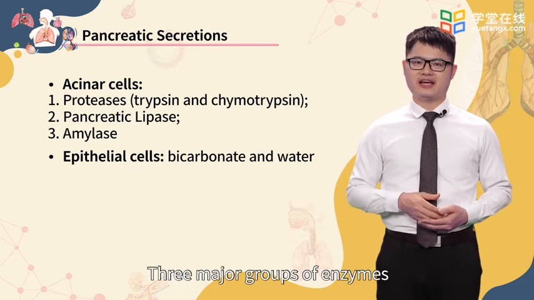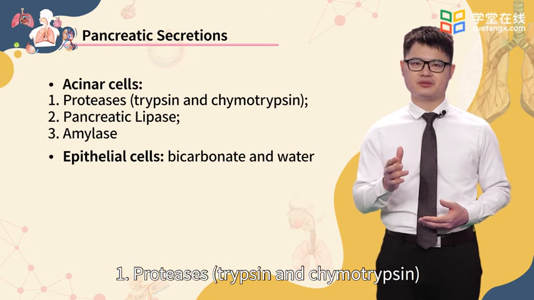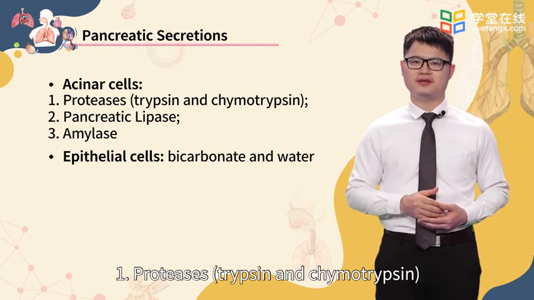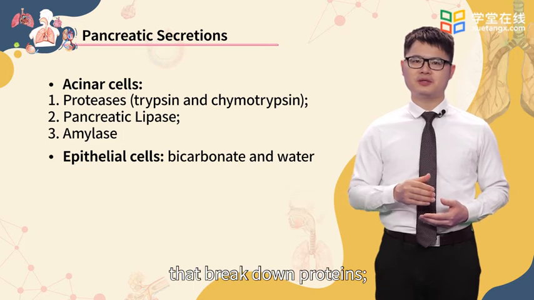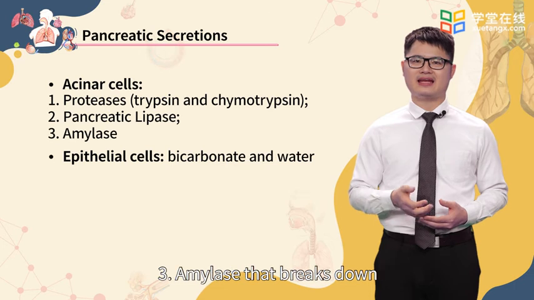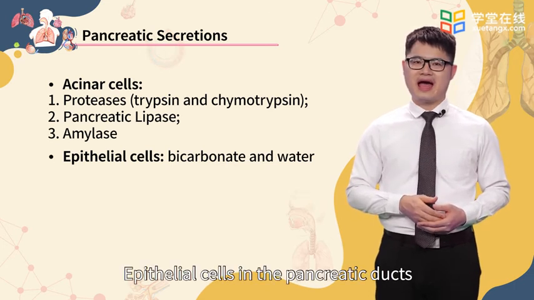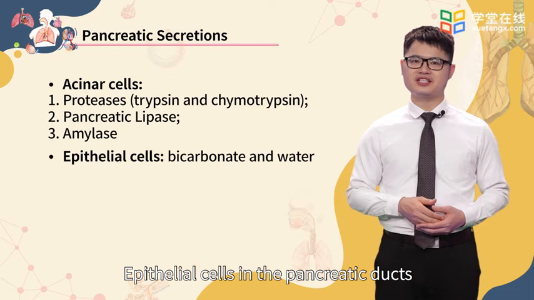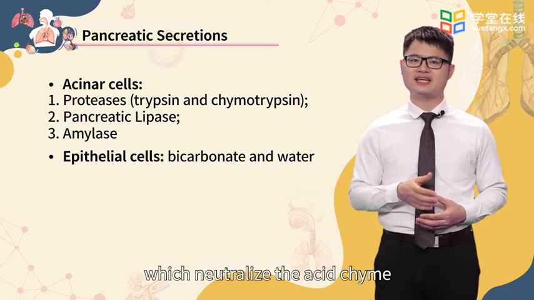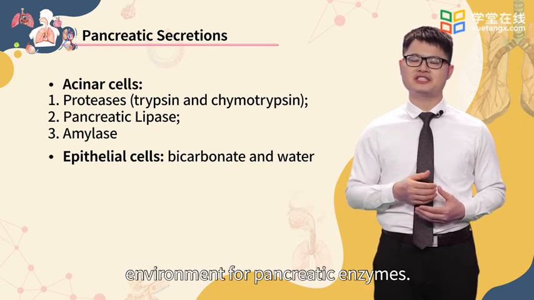Three major groups of enzymes are critical to efficient digestion. Proteases, the majority of which are trypsin and chymotrypsin, break down proteins; pancreatic lipase digests fats; and amylase breaks down carbohydrates in the food. Epithelial cells in the pancreatic ducts secrete bicarbonate and water, which neutralize the acidic chyme and provide an optimal environment for pancreatic enzymes.